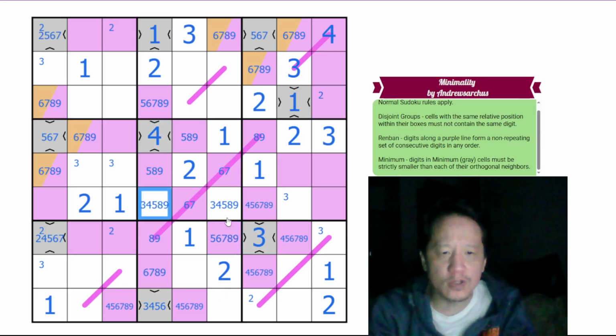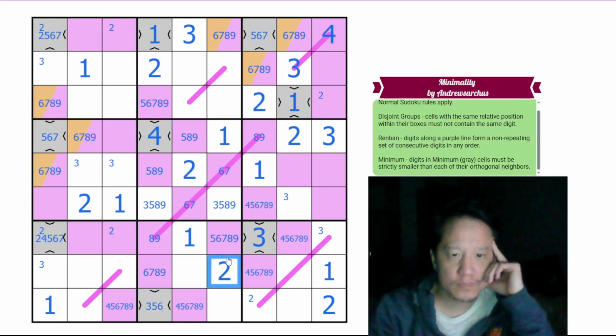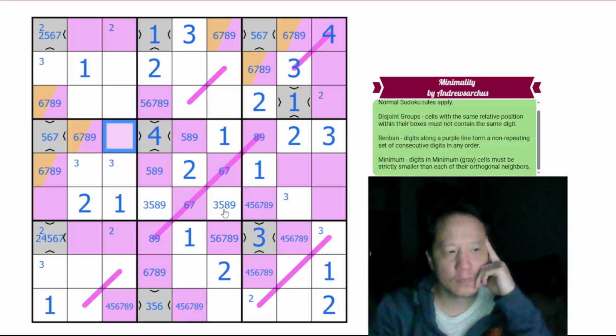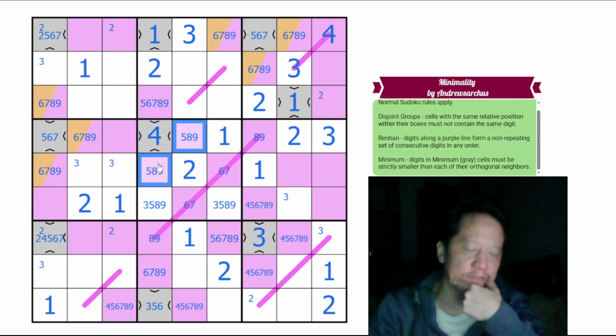This 4 eliminates 4 from being here. So we have 3 as one of those two. This can't be 4. That seems okay. Interesting. So this 4 is guaranteed to have a 5.